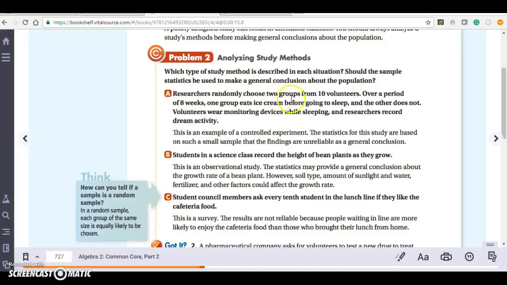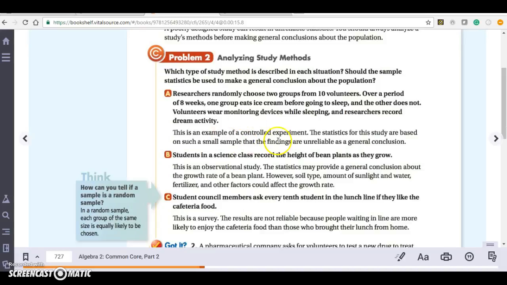Researchers randomly choose two groups of 10 volunteers over a period of 8 weeks. One group eats ice cream before going to sleep, the other does not. Volunteers wear monitoring devices while sleeping, and researchers record dream activity.